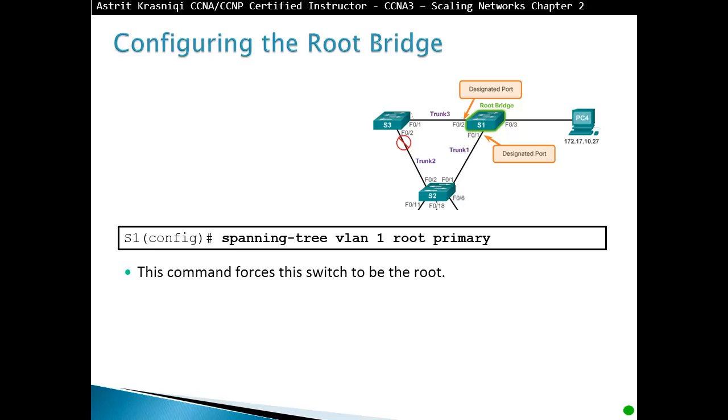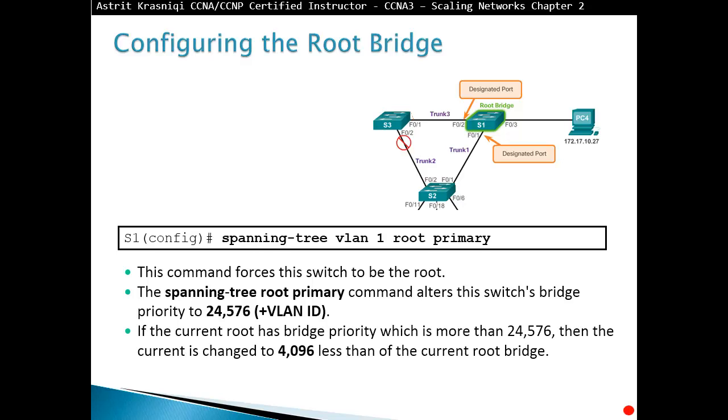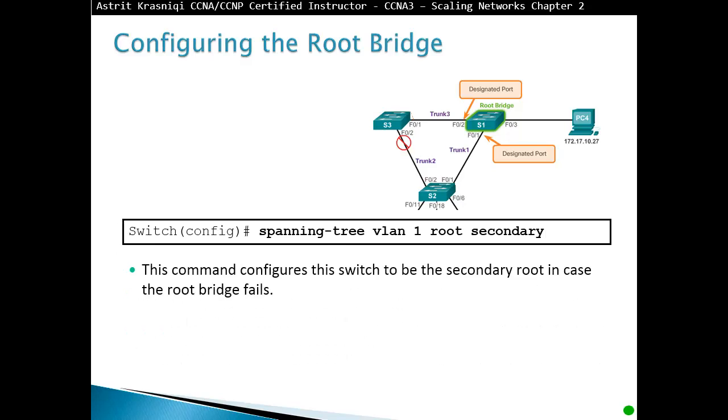Or an alternate command, which will force the bridge to be the root: spanning-tree vlan 1 root primary. What this command does is find out the primary root bridge priority and lower it by 4096. The spanning-tree root primary command alters the switch bridge priority to 24576 plus the VLAN ID. If the current root has a bridge priority which is more than 24,576, then the priority is changed to 4096 less than the current root bridge.